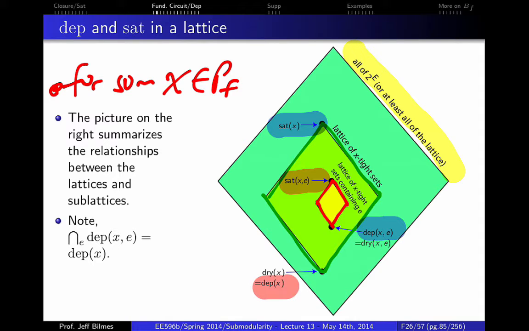What is the significance of this diamond shape? Is it something similar to what we have for the polymatroid shapes? Yeah, I should have... let me just give you an example. I'll give you a very, very little lattice, just for right now. Let's see if we can do this.